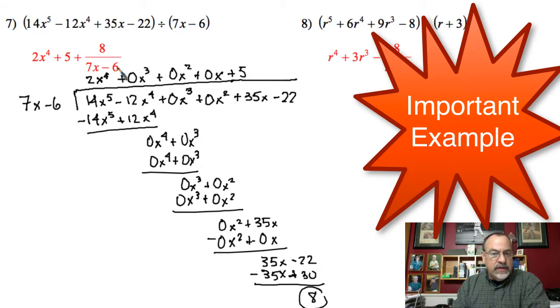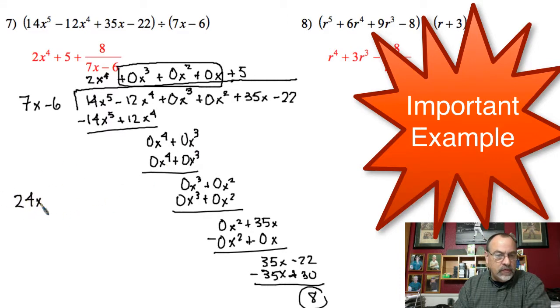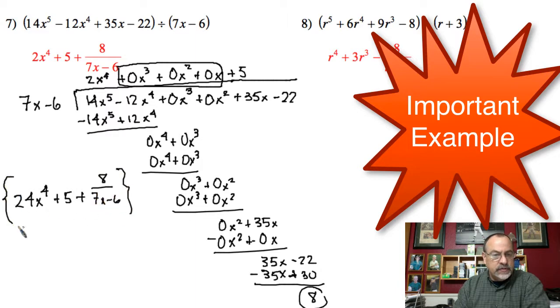So now I don't need to write these down in my final answer because those are all 0x. So my final answer would be 2x to the 4th plus my 5, and then plus my remainder of 8 over my divisor, 7x minus 6. So this would be the answer. And again, what does that tell me? That tells me that this is not a factor of this because the remainder that I get is not 0.